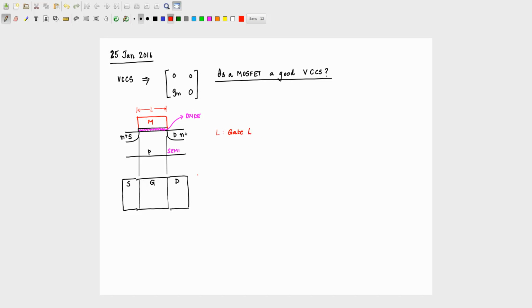Alright, so one can now dimension the various critical dimensions of this device. One dimension is the length of this device, that is given as L, and that is the gate length. So L refers to the gate length. The important dimension is called W, which is referred to as the channel width. The ratio of W by L is called the aspect ratio.